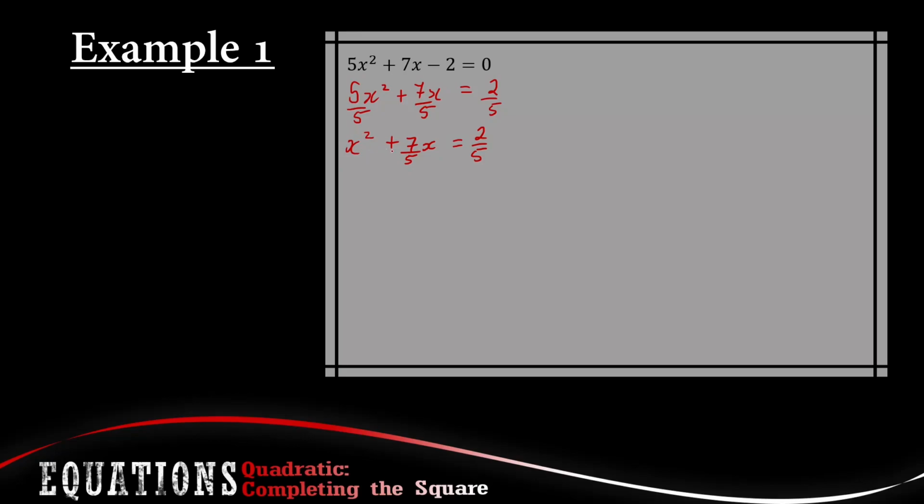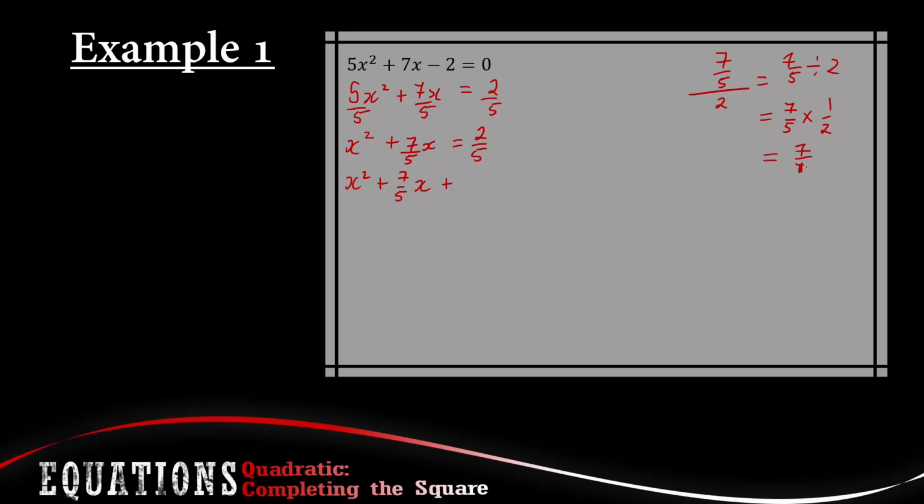We're going to start by writing down the first two terms, x squared plus 7 over 5 x. Then we take the coefficient of x, divide it by 2 and square it. We add it on both sides, because what you do on the one side, you have to do on the other side. So I'm going to say plus. If I take 7 over 5 and divide it by 2, it's the same as 7 over 5 multiplied by 1 over 2, which becomes 7 over 10.